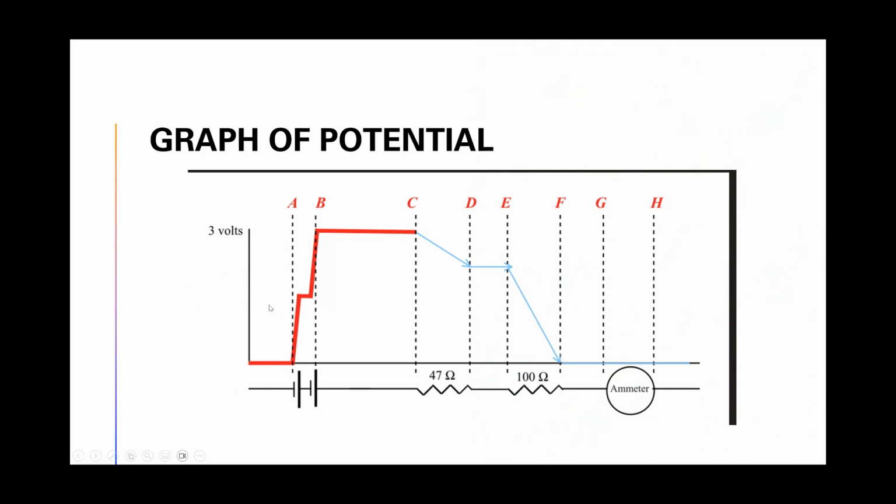Here's our graph of potential, starting with our two batteries. That's what this little divot is. That's the first battery. That's the second battery. Going into the C location, our first resistor, our potential dips a little bit, and then our second resistor, which is much greater in resistance, dips all the way back to 0.